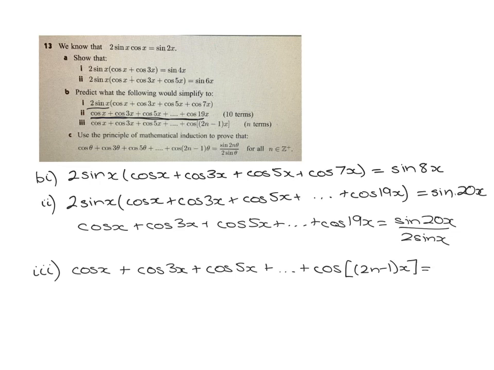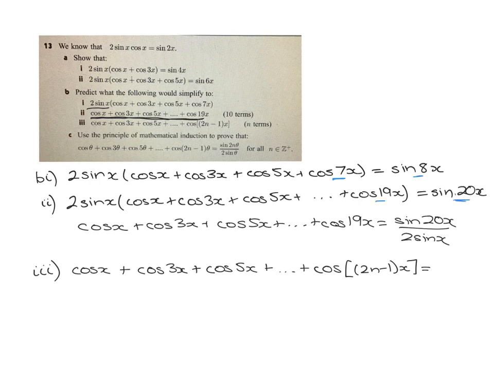So we've got this cos 2n minus 1 x. Why is it 2n minus 1? Because it's an odd number. So we need to times by 2 and then take 1, which gives us an odd number. Now if we're looking at the pattern, the last number here is a 7, here we've got an 8. The last number here we've got a 19, here we've got a 20.